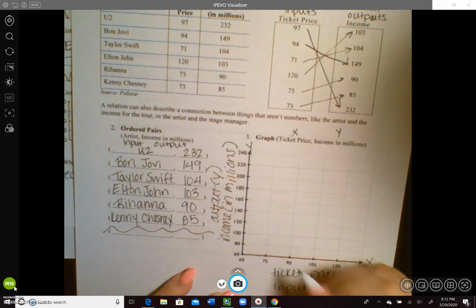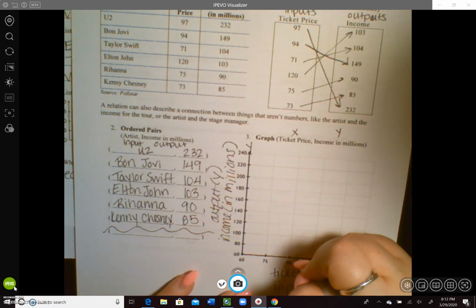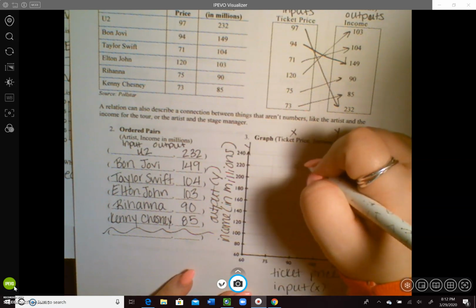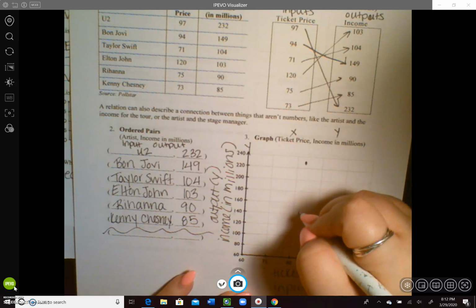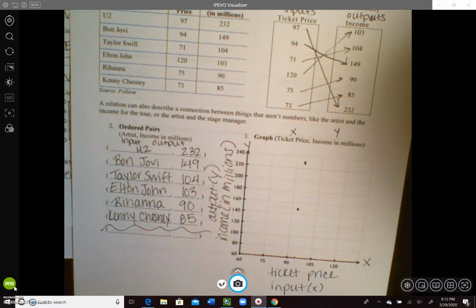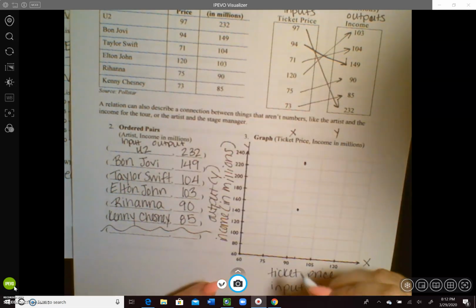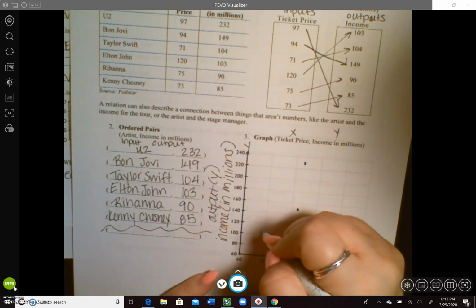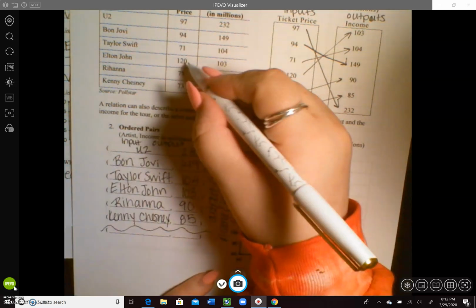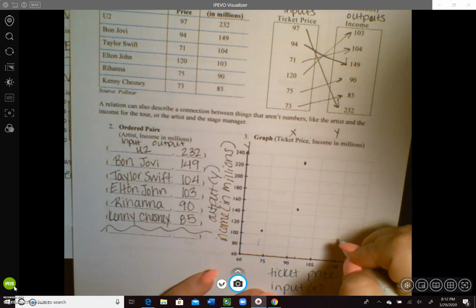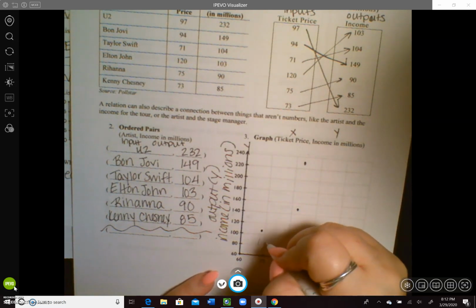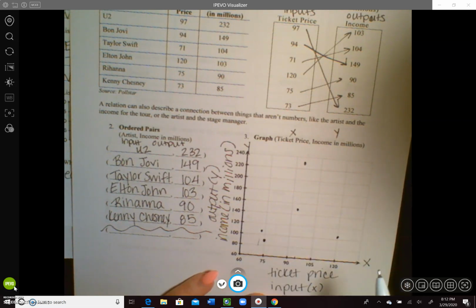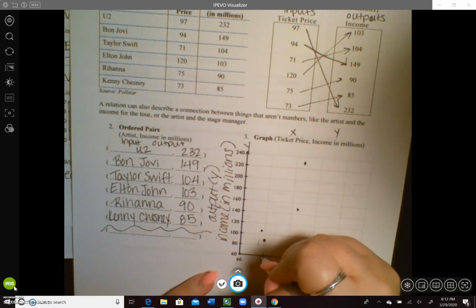So we're going to plot these ordered pairs. We've got 97, 232. That's going to be up here. 94, 149. Excuse me. 71, 104. Oops. 120, 103. 75, 90. 73. Ooh, I messed one up. No, I didn't. I'm losing my mind.